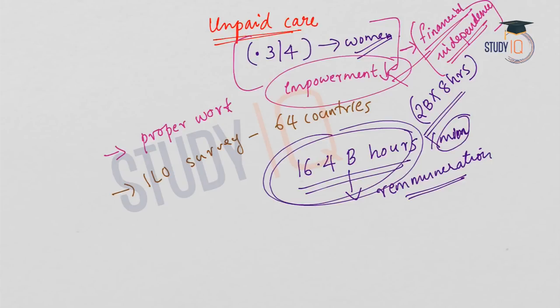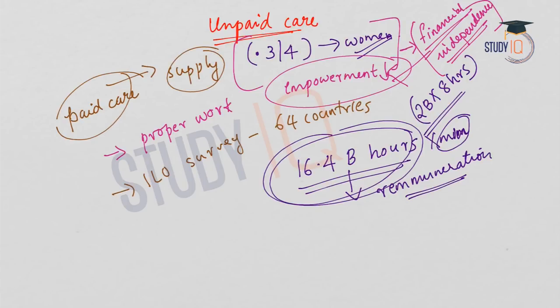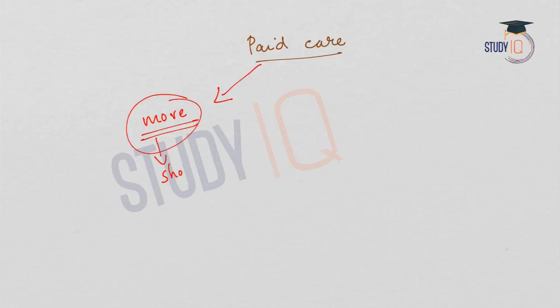But if the paid care work sector is improved and if there is an adequate supply of paid care workers, those who are engaged in unpaid care work can engage in more productive work and earn more income. So if the paid care sector is developed, what are the two advantages? One is that more employment opportunities will be created and these people will be able to meet the shortage.